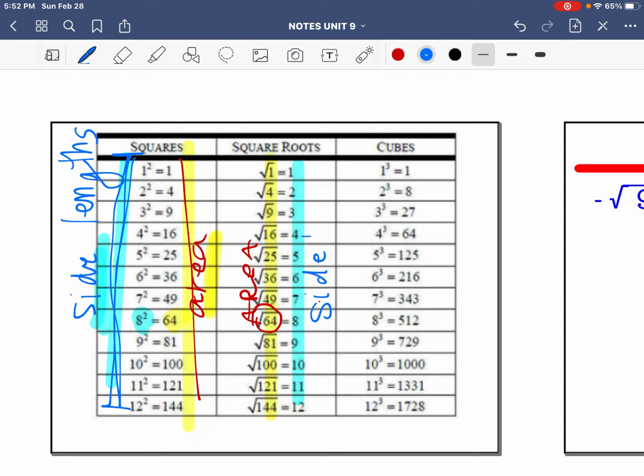Now, this is going to also apply to cubes. This side, the first side, is my side length. If my side length of a cube, like the one that we were just looking at, is 6, then I know that taking 6 times 6 times 6 is going to give me my volume. So this side over here represents volume.